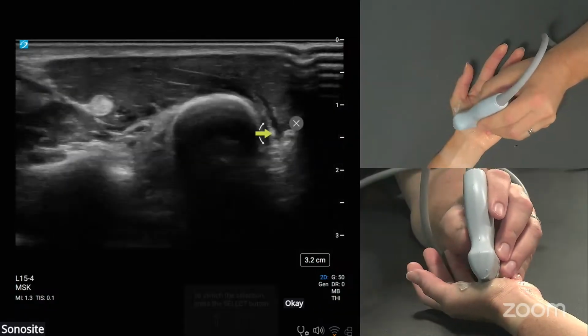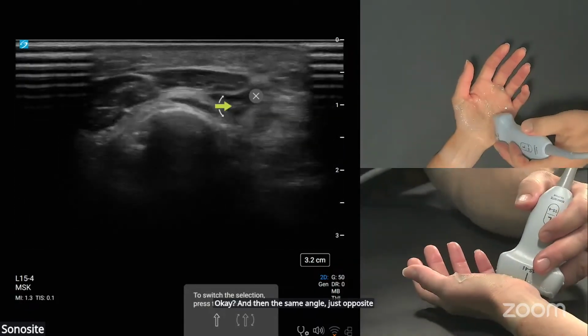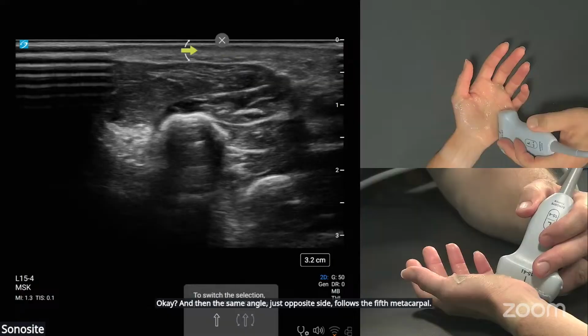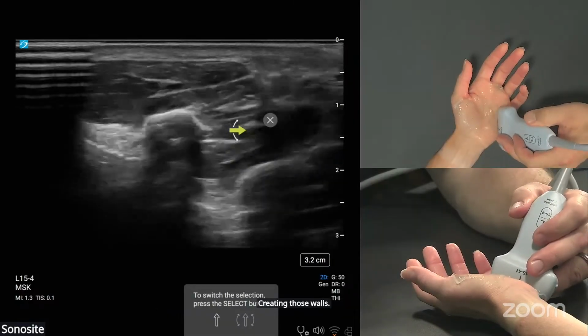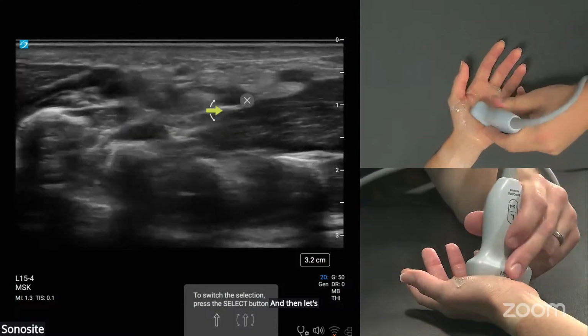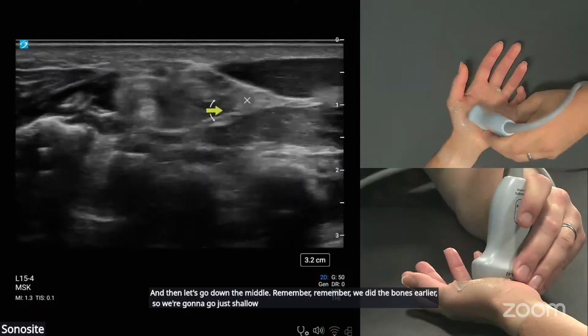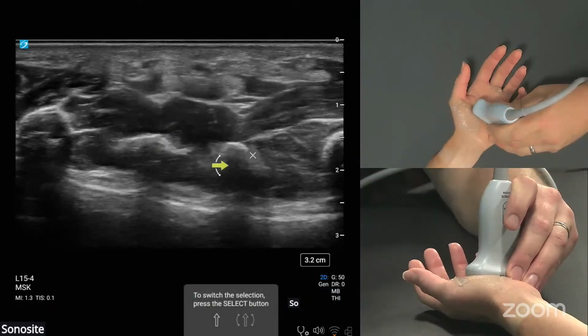Okay. And then the same angle, just opposite side, follows the fifth metacarpal, creating those walls, the pinky side walls of the palm. And then let's go down the middle. Remember, we did the bones earlier, so we're going to go just shallow to the bones. So metacarpals again.